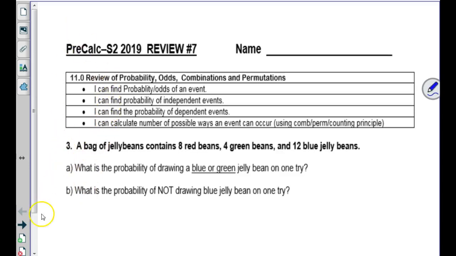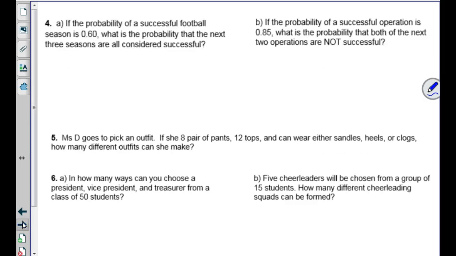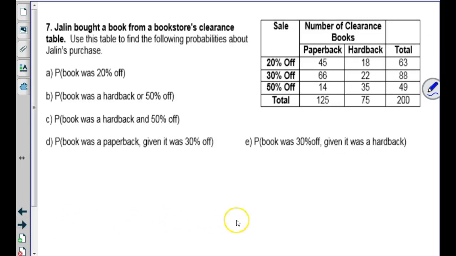All right. So review for the quiz. You have a question here. Yes. Okay. This is an issue for many students. This is like conditional probability or dependent, depends on what they're asking. It says Jalen bought a book from a bookstore's clearance table. Use this table of values to find the following properties about his purchase. The book was 20% off.